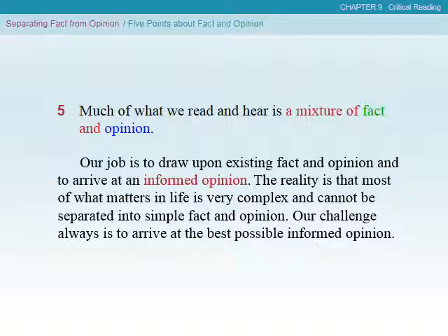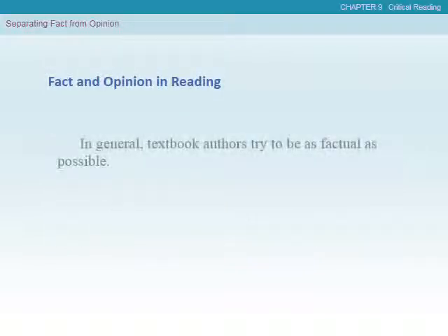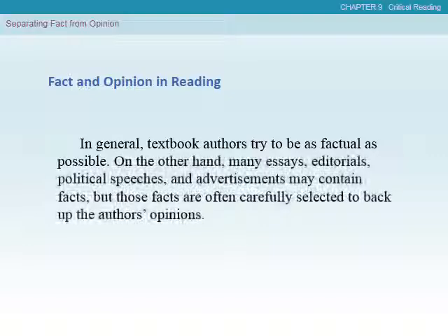So when we're reading something, we need to evaluate what we're reading. Okay, so in general, textbook authors are going to try as much as they can to be factual. Okay, but on the other hand, if you're reading an essay or an editorial or a political speech or an ad, they'll contain facts, but those facts are carefully selected to back the author's opinion. So keep that in mind. Anytime you're reading an opinion piece, someone will back it up with facts.